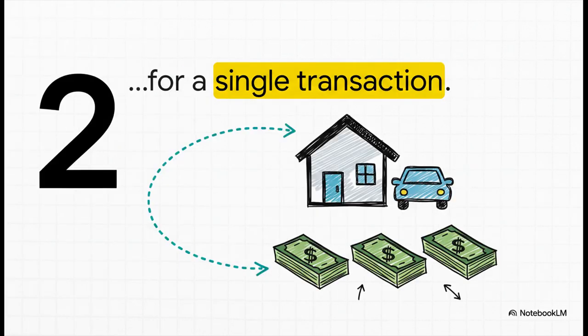Second condition, the limit applies to a single transaction. Now, this is a big one because it closes a really common loophole. You can't, for example, sell something for 5 lakhs and then try to be clever by taking 3 smaller cash payments. If it's all for one sale, it's the total cash that counts.